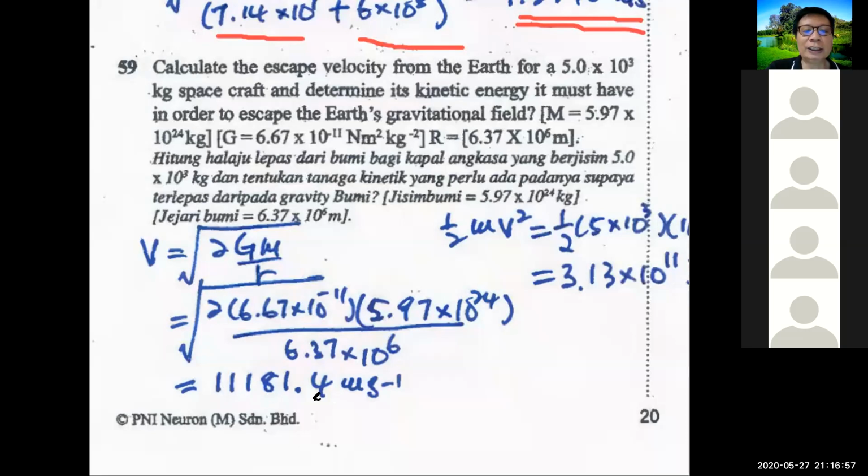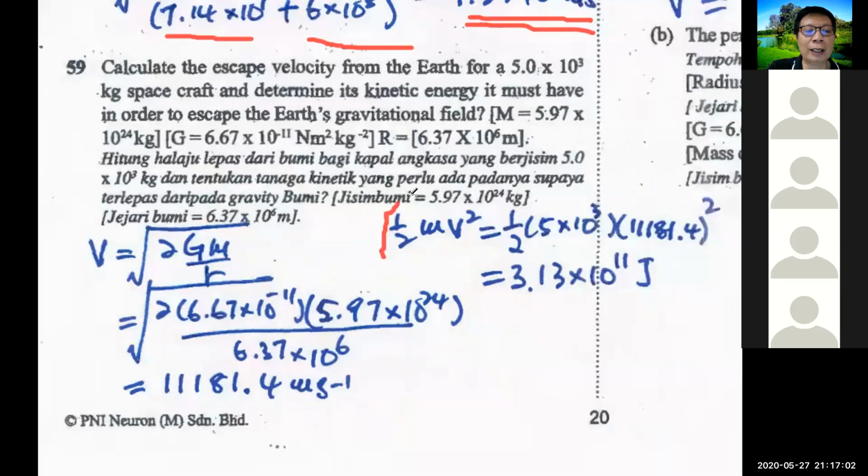Once you know the escape velocity, to find kinetic energy, no problem. Half mv squared. Remember the kinetic energy formula: half times mass times the square of the speed. This formula is very important. So half, this is the mass, this is the speed. Take this value, put here, square. Do it carefully. Get this answer. So this is kinetic energy. The unit is joule.